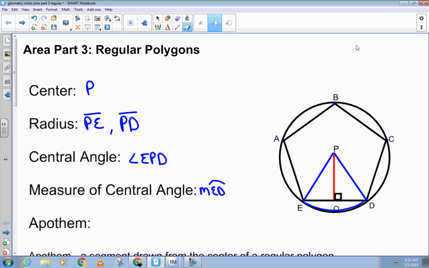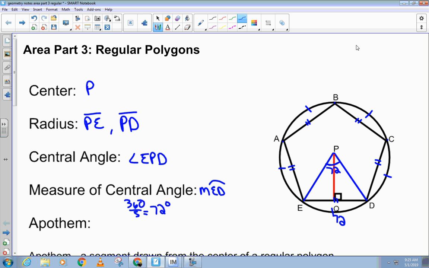Now, because this is a regular polygon, all of these arcs are going to be equal because all of these chords are equal, right? And remember, if you have two chords that are equal, then the arcs are equal. So if I want to find the measure of it, I know that there's 360 degrees in a circle. How many arcs are there? Five, same as the number of sides. So I would do 360 divided by 5, and that ends up being 72 degrees. And so this arc is 72, which means the angle is also 72. So that's the measure of the central angle.